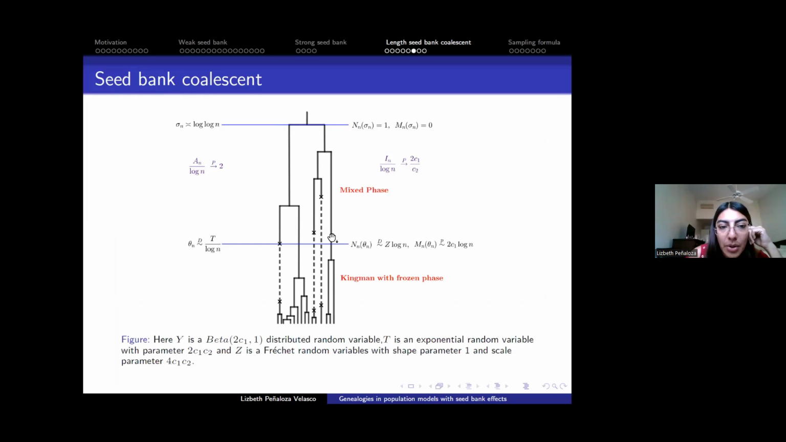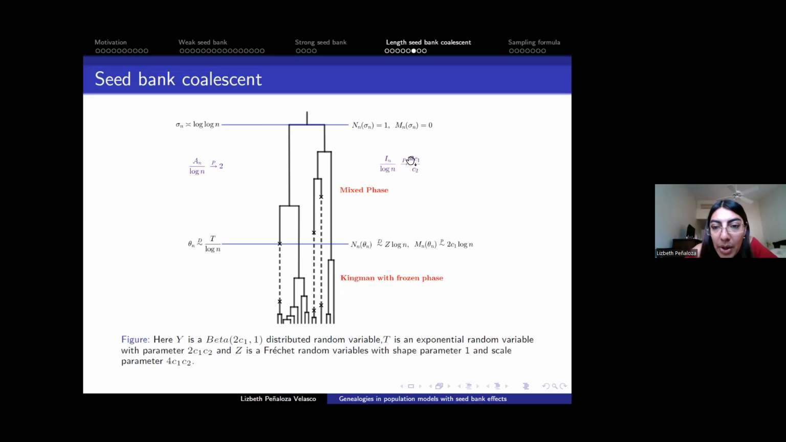So we have a picture of the tree. We find that the active length over log n converges in probability to 2. If you remember, this result is very similar to the case of the Kingman coalescent. And the inactive length over log n converges in probability to 2 times C1 over C2. And also we find an approximation of the number of seeds at this time. You remember theta n is the first time that a seed becomes a plant.